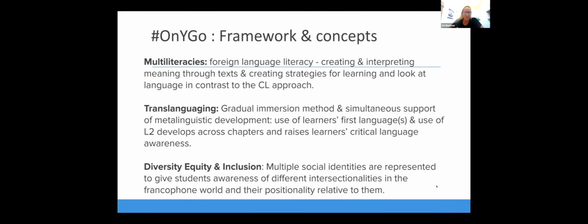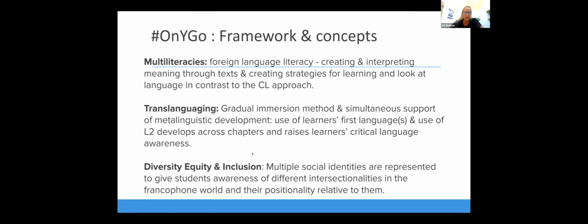So again, I'm not going to extend too much of our presentation on this, but I just want to introduce a few key concepts. So the framework that we're using is multiliteracies. Basically, foreign language literacy is allowing the creation and interpretation of meaning through text and creating strategies for learning and looking at language in contrast to the communicative language approach. So we thought that was a really essential skill that we wanted our students to develop through the learning of French.